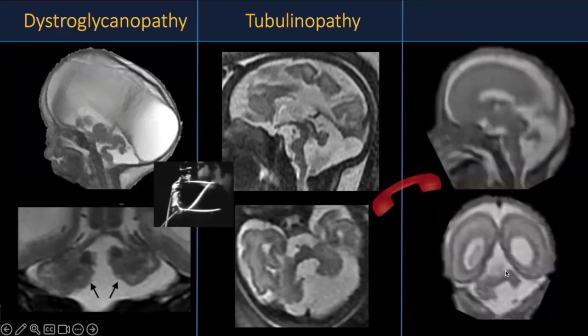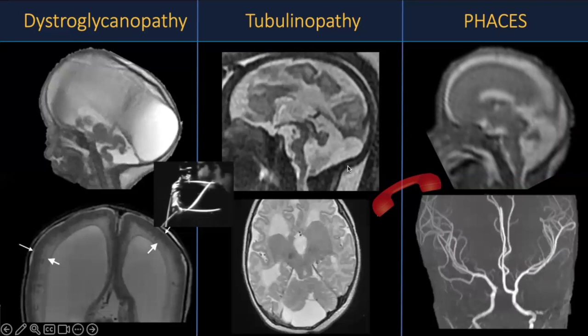And the latter can give you the appearance of this sort of tilted telephone receiver sign that we see and talk about in Fahr's syndrome. But in that setting, usually the cerebrum is less affected. The other thing is you want to evaluate the orbits, because those can help give you clues. But just to reiterate, the cobblestone cortex of dystroglycanopathy, the fusion of the basal ganglia in tubulopathy, and the arterial abnormalities in Fahr's syndrome are very difficult, if not impossible, to evaluate on fetal MRI.